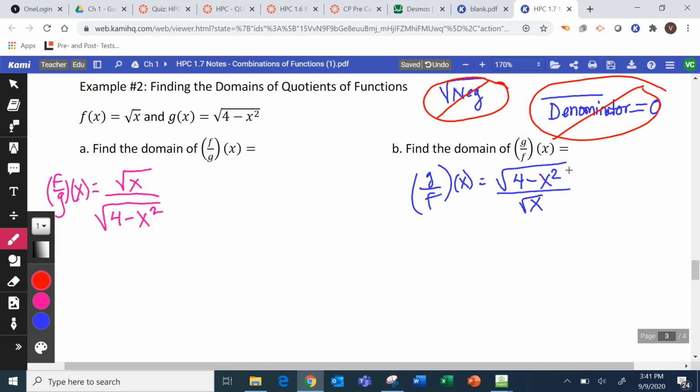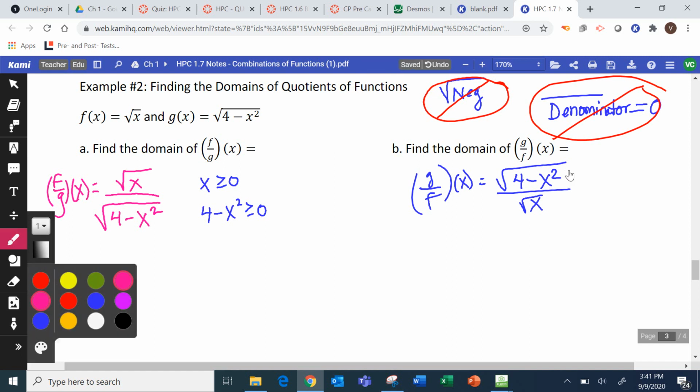So since I have a square root on the top and the bottom, I know for both of these that our square root cannot have a negative underneath. So for the top one here, x has got to be greater than or equal to 0. For the bottom one here, 4 minus x squared has to be greater than or equal to 0. And then looking at this one, because they are the exact same numerator and denominator, just reciprocating.